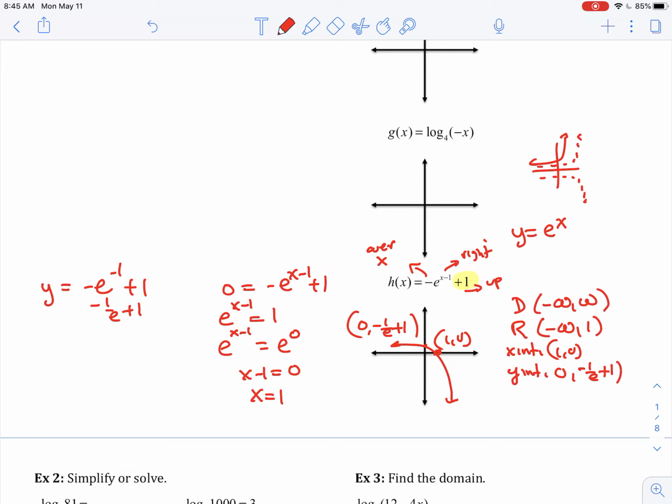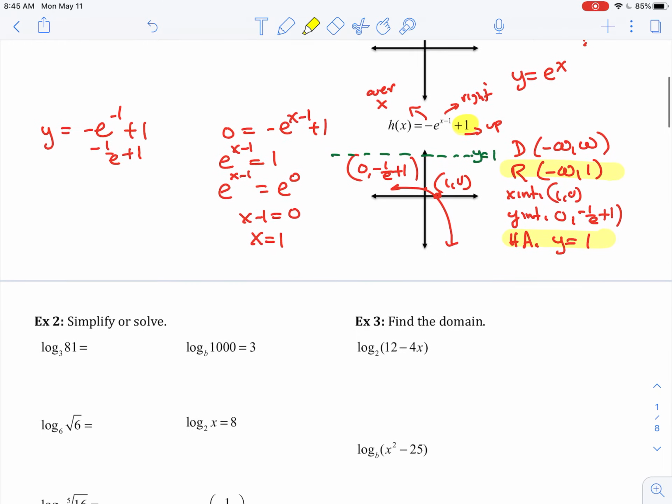And then we know with our exponentials, we have a horizontal asymptote, and that horizontal asymptote has moved over here to y equals +1. Again, recall that your range and your horizontal asymptote should be in agreement based on that translation, that movement of your graph up or down.